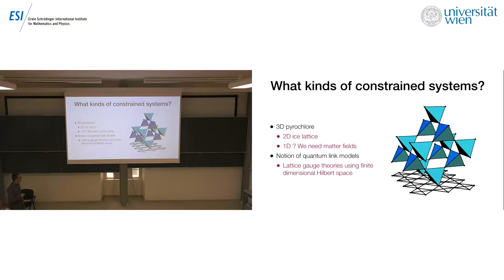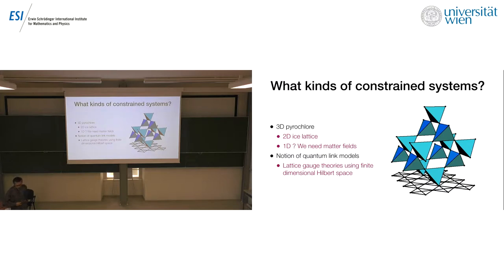However, in one dimension, if there's no matter field, the dynamics is just too trivial, so one needs to introduce a matter field to have non-trivial dynamics. So that's where this notion of quantum link models kicks in.